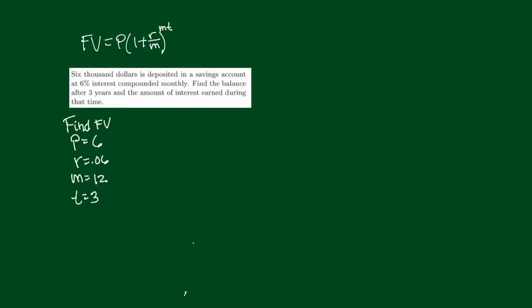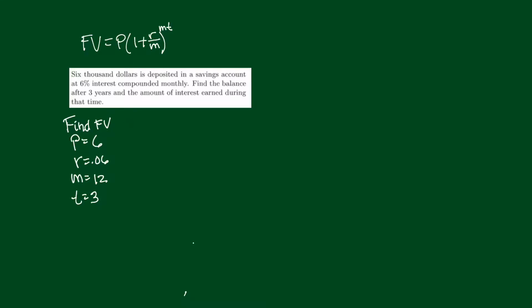Now I think I've almost got everything in here. Well, look at the formula. What do we need? P. Okay, I've got P. R, I've got R. M, I've got M. T, I've got T. Okay, I've got everything in the formula that I need. Now let's just substitute in to our calculator and compute.